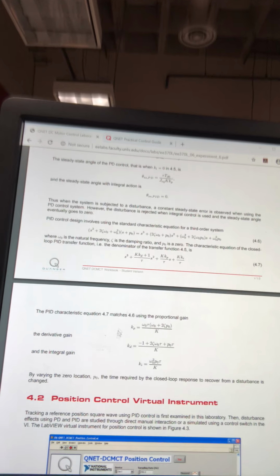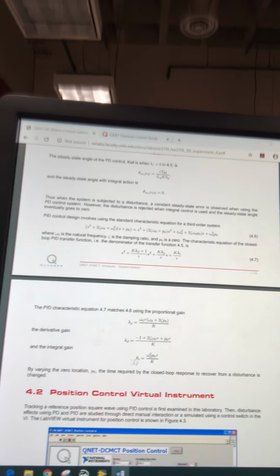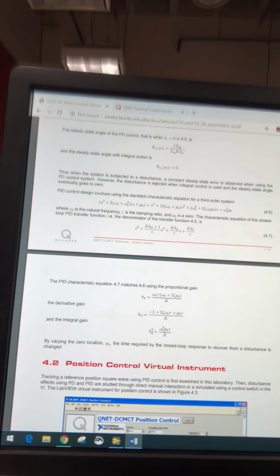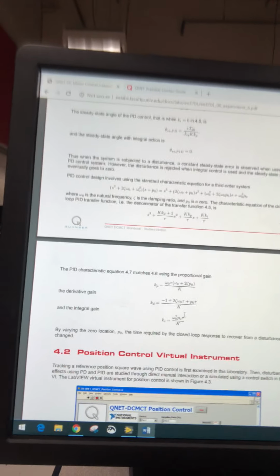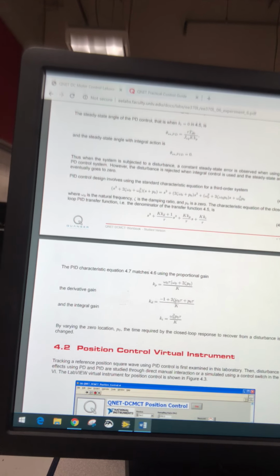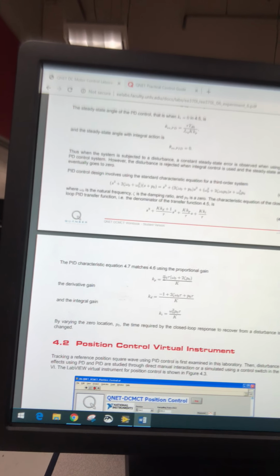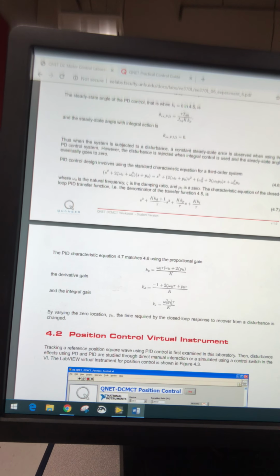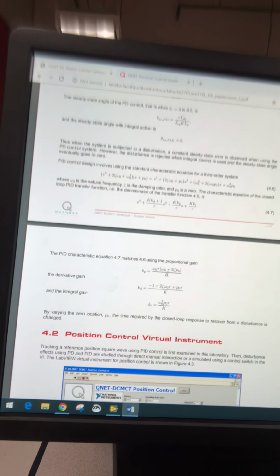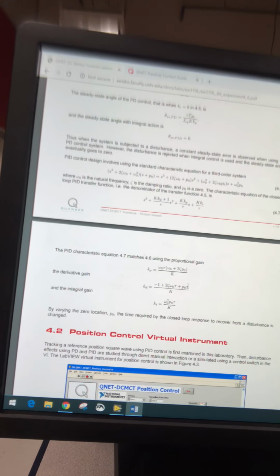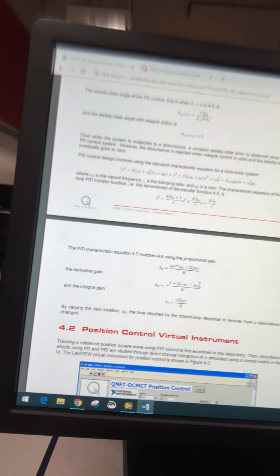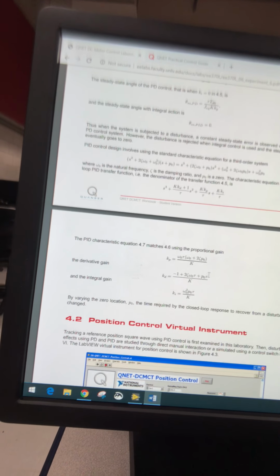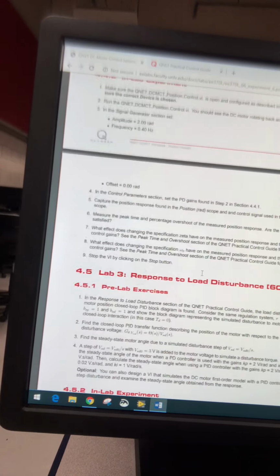these are the formulas or representations of KP, KD, and KI, which are affected by omega 0, zeta, and P0, and also K and tau, which we measured in our previous experiments.